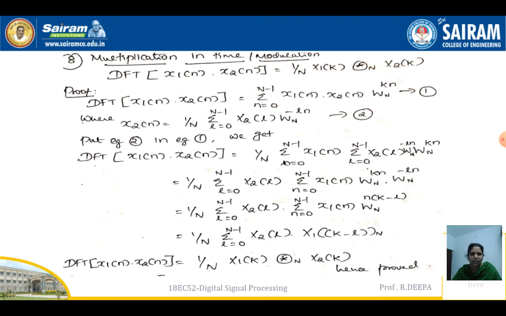And if you observe this entire expression, leaving this 1 by n, it is the expression for the circular convolution. That is, it is nothing but the convolution sum formula. So we can replace this by simply taking the convolution between x1 of k and x2 of k. Hence finally you can write it as 1 by n x1 of k circular convolute x2 of k. So we are proving here the DFT of x1 of n into x2 of n is equal to 1 by n x1 of k circular convolute x2 of k. Hence it is proved here.